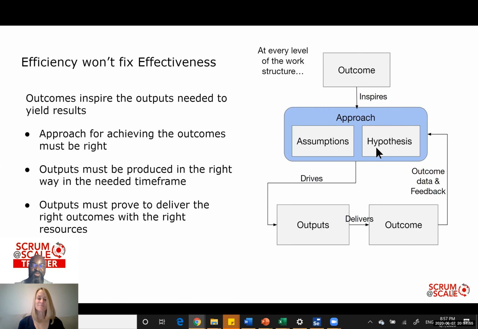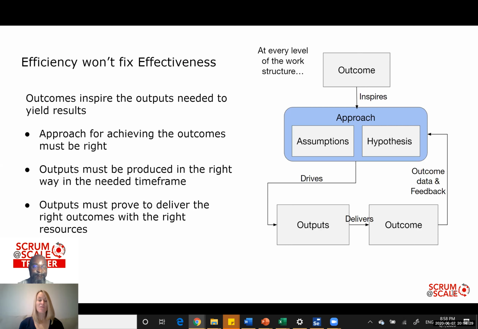Either way, I'm probably going to change my approach, but the more wrong I was in my underlying assumptions and my hypothesis, the more likely I'll have to do a pivot and completely change directions. Whereas if it's a small difference, just my hypothesis is wrong, then a lot of times just the mix as far as outputs to outcomes needs to change on my delivery. So that is, again, a very important skill to do that analysis.